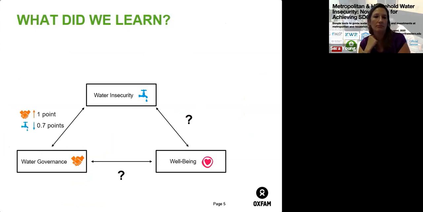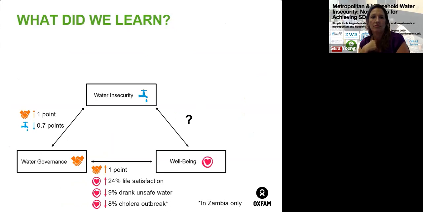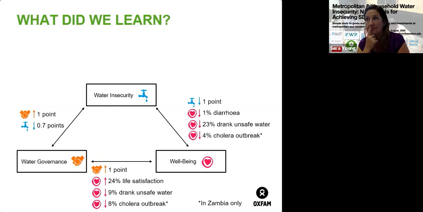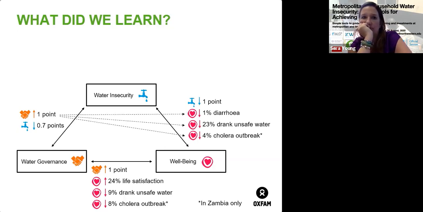factors, we find that good water governance is associated with lower water insecurity. It's also associated with better well-being outcomes, including increased life satisfaction and reduced severity of cholera outbreak. Water insecurity is also associated with better well-being outcomes, including reduced diarrhea and reduced severity of cholera outbreak. And good water governance is also indirectly associated with these same well-being outcomes.